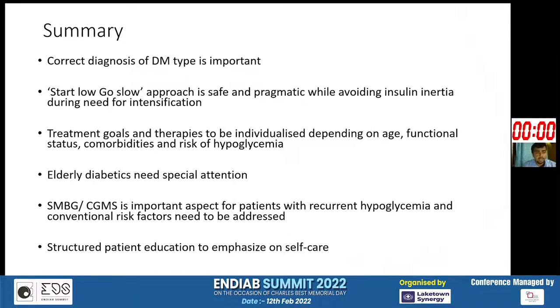So to conclude, correct diagnosis of diabetes type is important for safe decisions from the very beginning. For type 2 diabetes management, you have to start low and go slow. At the same time, you have to avoid insulin inertia when there is a need for intensification. Treatment goals and therapies have to be individualized depending on age, functional status, comorbidities, and risk of hypoglycemia. Elderly diabetics need special attention. We need to screen them for cognitive dysfunction and functional impairment, and self-monitoring of blood glucose is very important for patients with recurrent hypoglycemia, and conventional risk factors need to be addressed through structured patient education.